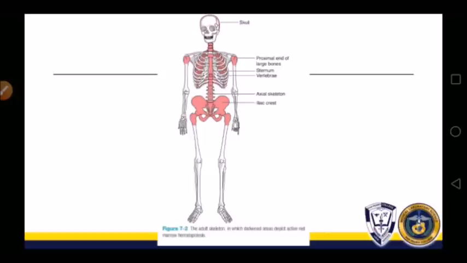So, as what we can observe here, ang kaning mga red areas, mauna lang na siya ang mga bones nga naay active bone marrow or meaning naay red bone marrow. That is the skull, proximal end of long bones, the sternum, the vertebrae, and the iliac crest. So the preferred site for bone marrow aspiration in adults is the iliac crest, and for babies is the sternum.